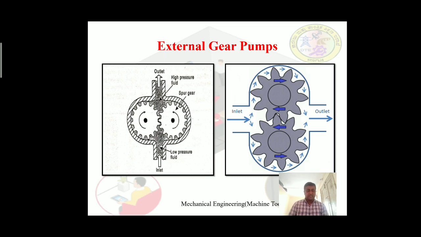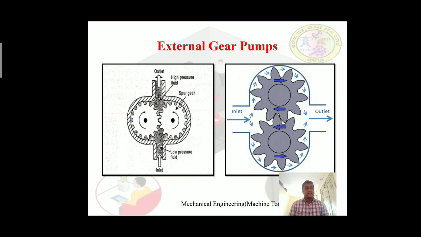When the gear rotates, the gear teeth that are meshing come out. That means the engagement of the two gears is releasing. Due to this, there is a volume expansion. When volume expansion takes place, it creates a partial vacuum. A partial vacuum is nothing but a reduction in the atmospheric pressure at the inlet area.